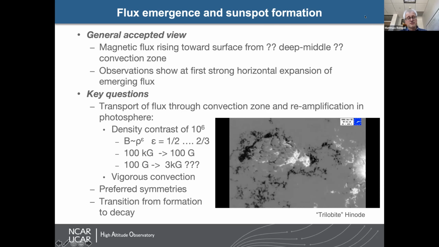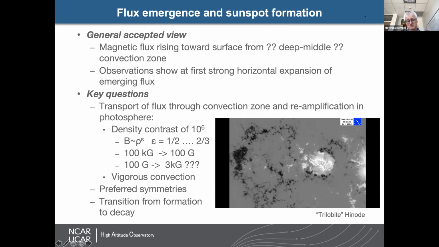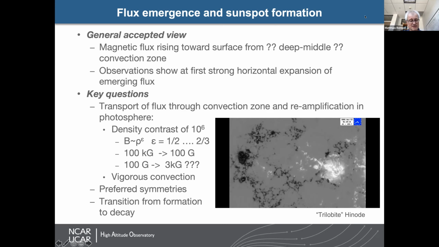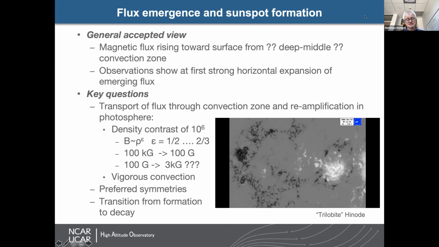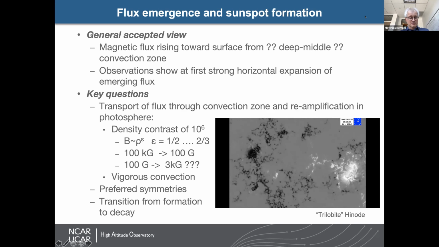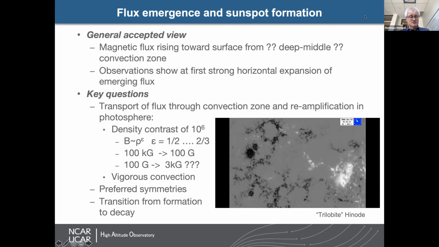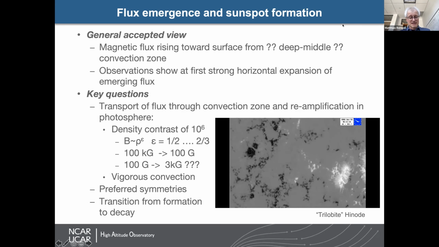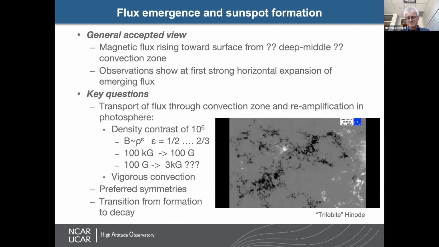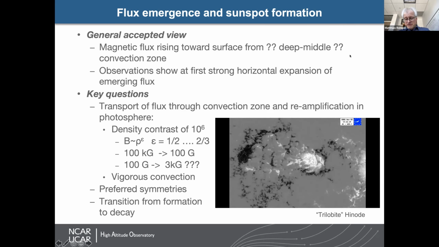Then, of course, there are preferred symmetries, but I won't cover too much of that because this talk is pretty much about the near-surface layers, and most of these symmetries come from deeper layers. And then after the sunspot formation, you have a quick transition also to the decay of sunspots. And if I get to the end of my talk, I will also talk a little bit about those aspects of the sunspot lifetime. For some reason it doesn't want to go forward.